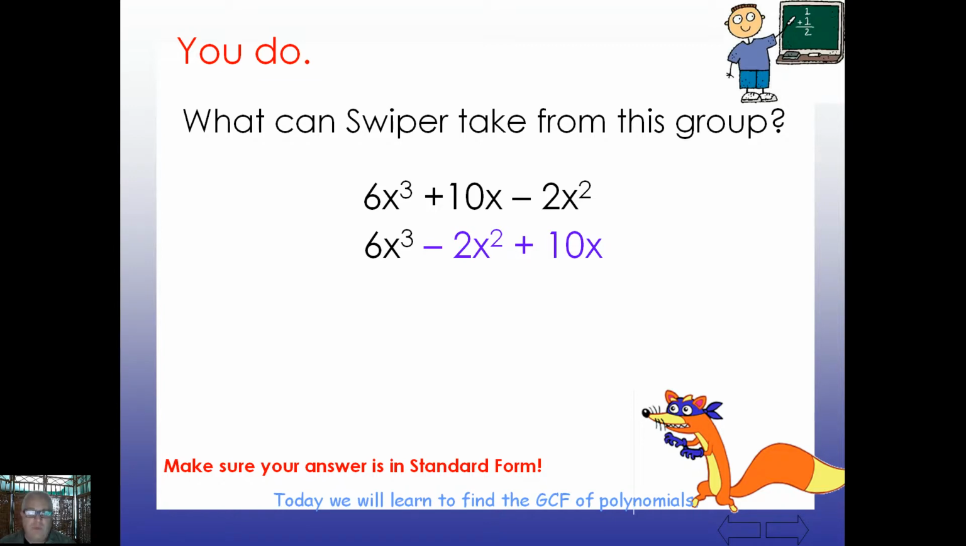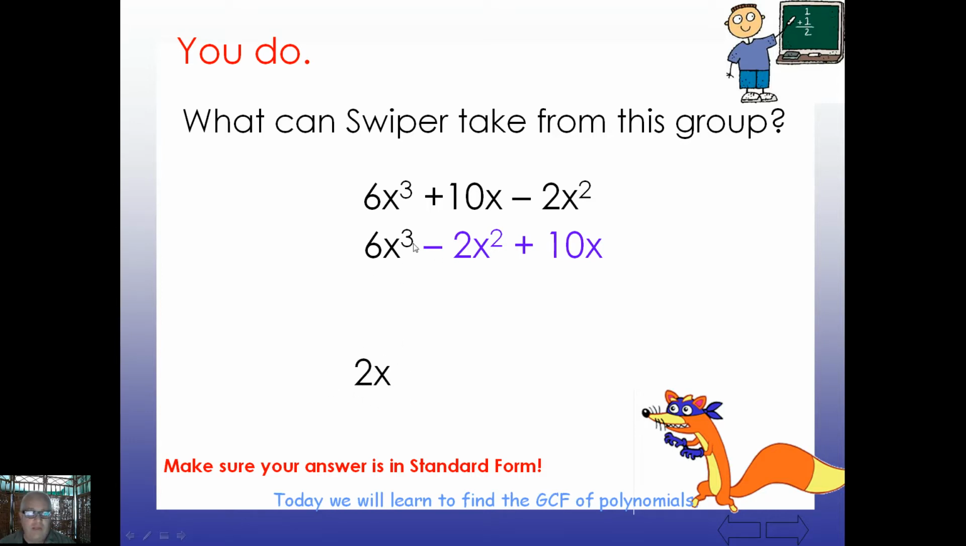And now look at each piece. What do they each have in common? If we just concentrate on the numbers there, the 6, the negative 2, the positive 10, those are all even numbers. So anytime you have even numbers, we can always take out a 2. What about the letters, though? What else can we take out? Well, we can remove the letter x. So I'm going to go ahead and factor out a 2x.